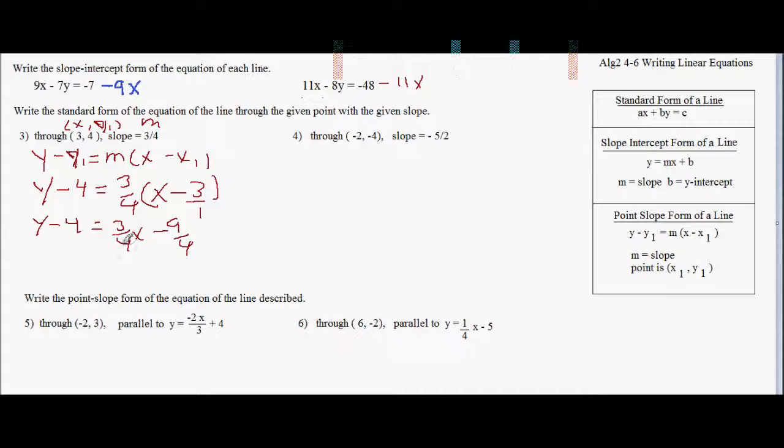I'm going to get rid of this 4 on the bottom. So I'm going to multiply everything by 4. Multiply that by 4, this by 4. Let's use red. Multiply this by 4 and this by 4.